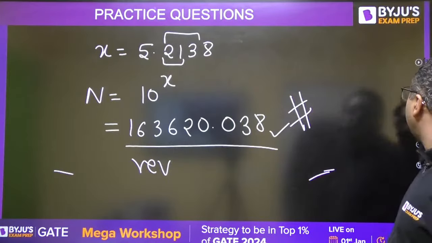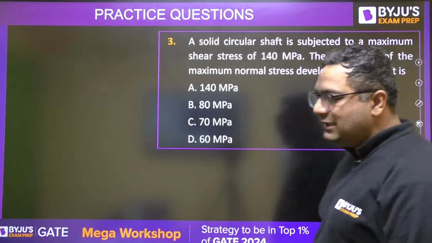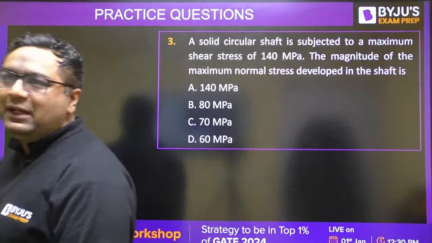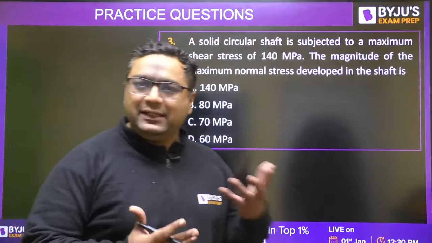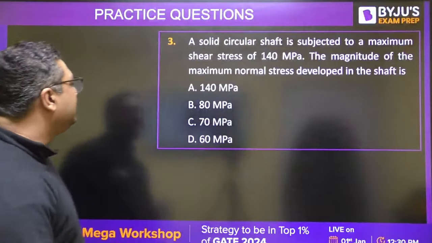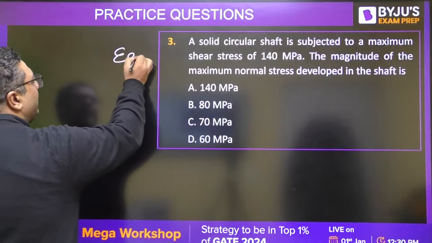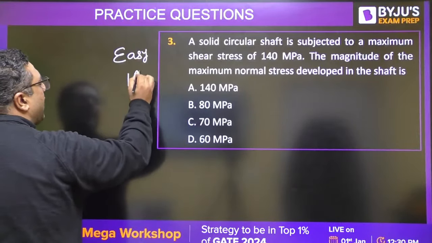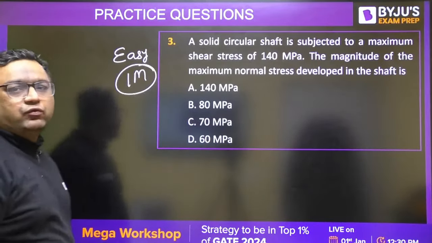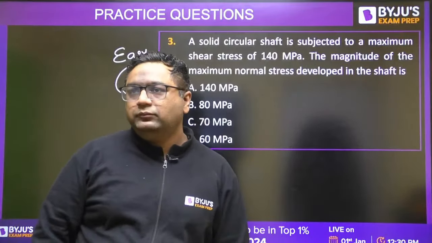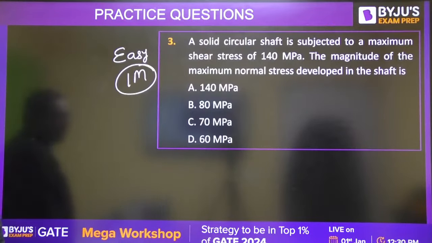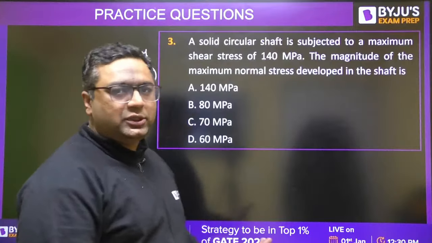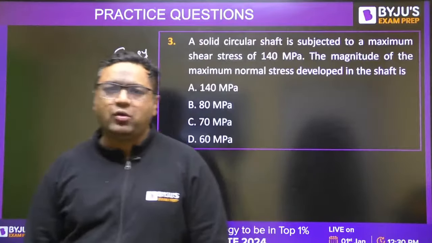Moving to question number 3. The next question is easier. I am not keeping every question difficult. I am keeping all levels of questions, like they ask in the exam. This is an easy level question, so I will expect this question for 1 mark. The previous 2 questions were of 2 marks. We are going to solve around 20 questions in this class, covering all the topics.